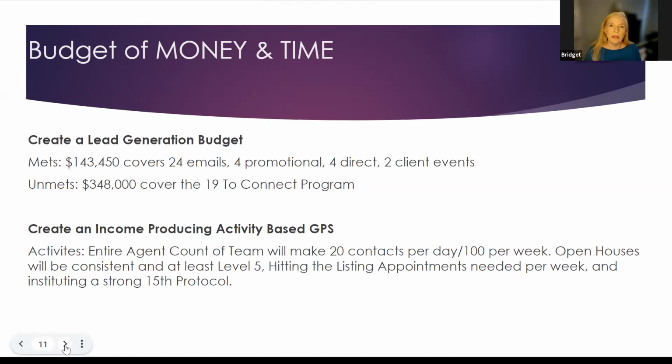And I found that when I came to KW and I started doing that, this sounds weird, but when I started identifying what I was spending and why for the Mets and what I was spending and why for unmets, my conversion rates went up. And I really can't track it back. I didn't change my scripting. There was no other change other than that.